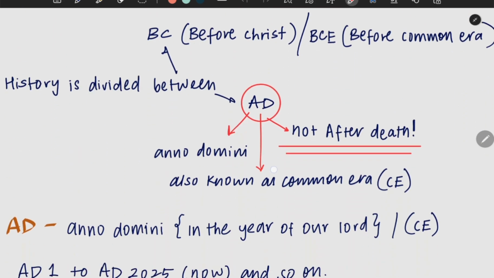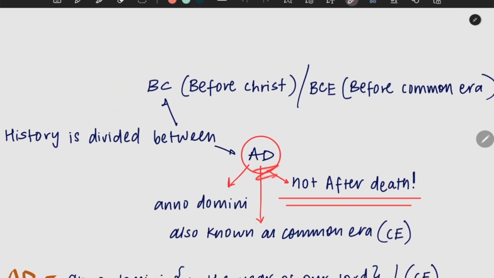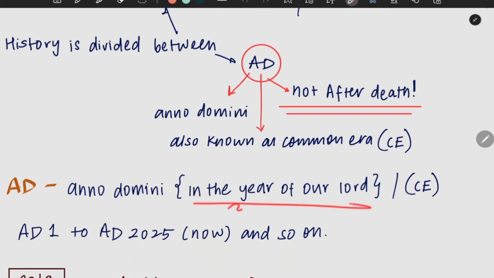Right. Now next, let's talk about AD first. AD comes after the birth of Christ, okay? In the year of our Lord. That means AD 1, that is the birth of Christ, to AD 2025 now, and so on. It goes on. So it's the future, leading towards the future.